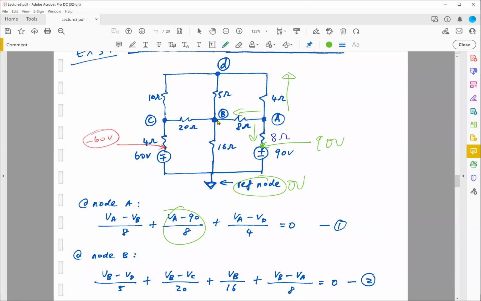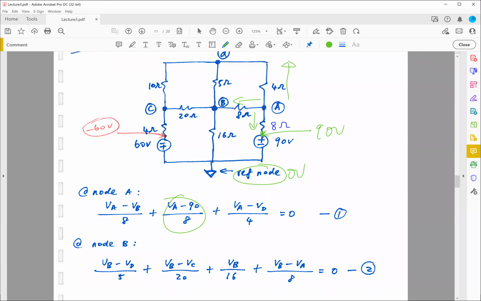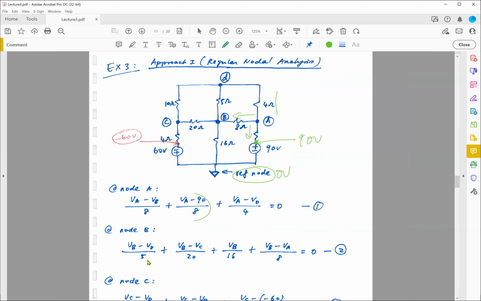And now VB, what do we have? VB minus 0 divided by 16. VB minus VC divided by 20. VB minus VD divided by 5. VB minus VA divided by 8. 4 terms. Yes, I have 4 branch currents going through each branch. And this is my second equation. Now what's the next node?